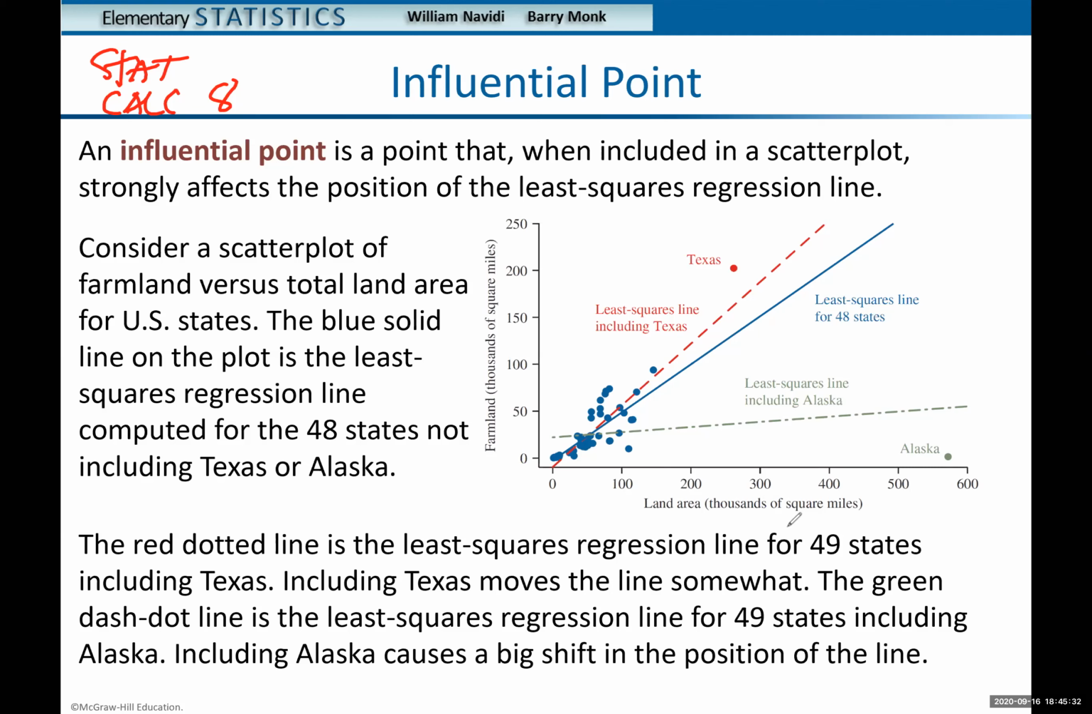And the green dash-dot line is the least squares regression line for 49 states when you include Alaska. So including Alaska causes a big shift in the position of the line. That's why we consider Alaska very influential, because when you include Alaska, your line is going to be like this. Without Alaska, this is your line. So that is very influential.